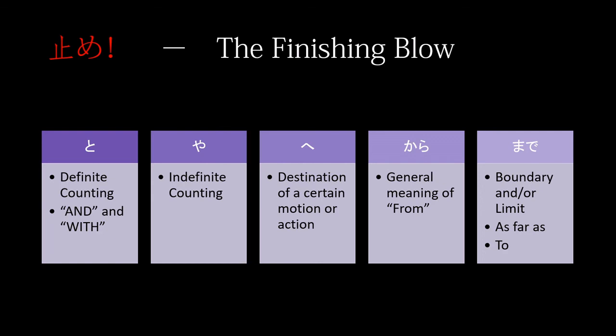To is the definite counting particle, and it also carries with itself the meanings of and with. After that, ya is used for indefinite counting, e as a marker for a destination of a certain motion or action, kara bearing the general meaning of from, and made to mark a boundary and or a limit, and also bearing the meanings of as far as and to.